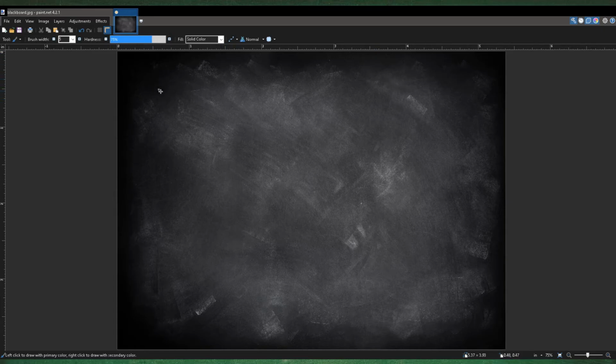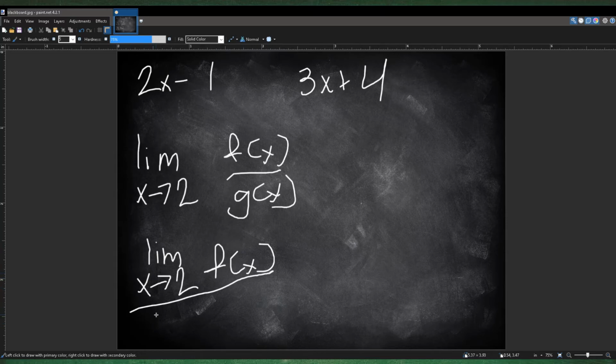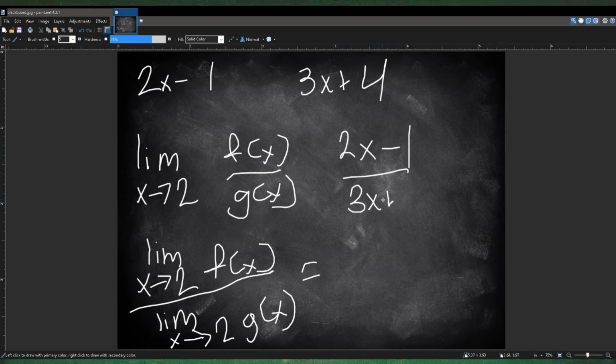And you could also do this for division, right? So we have 2x minus 1 and 3x plus 4. So the limit as x approaches 2 of f of x divided by g of x is the same thing as the limit as x approaches 2 of f of x divided by the limit as x approaches 2 of g of x, okay? Sorry, I'm kind of running out of room.